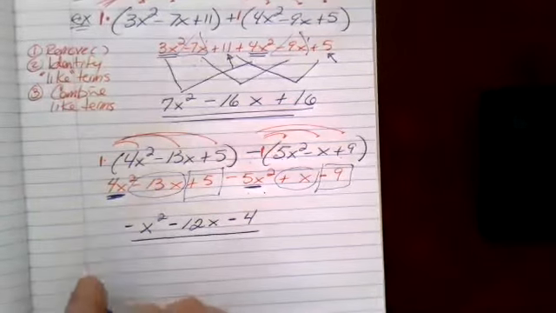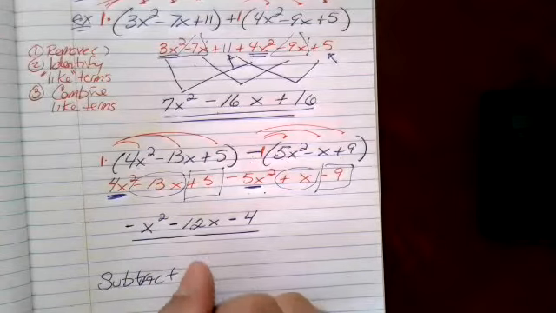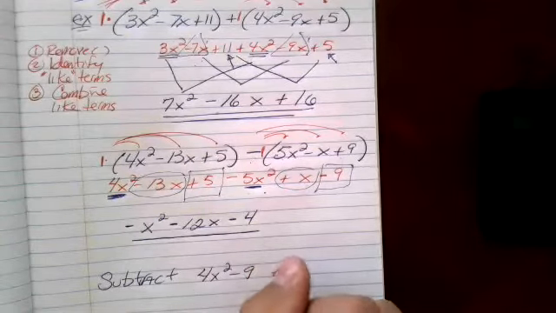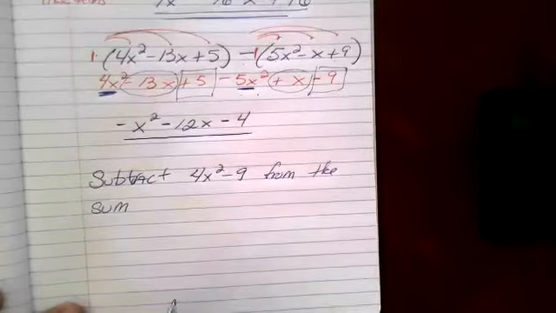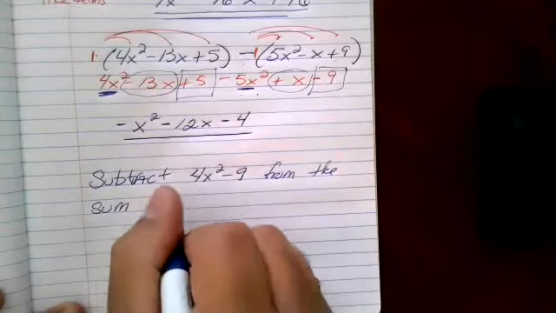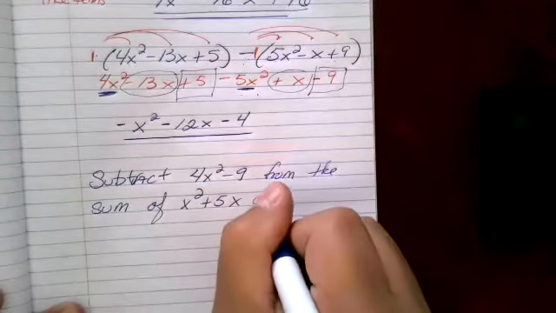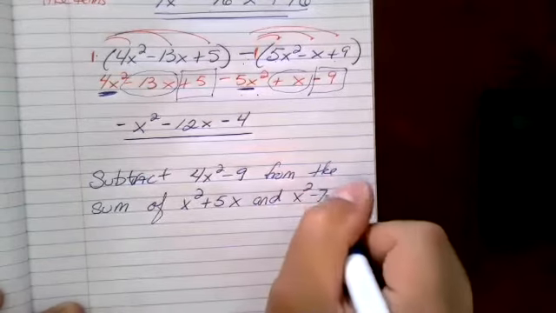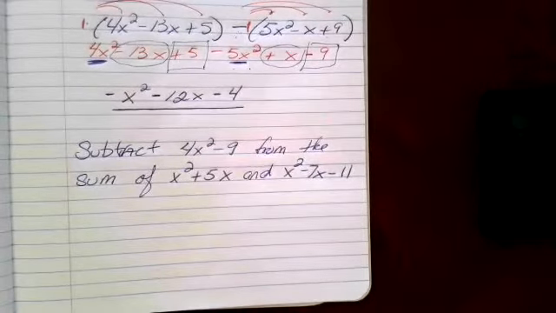Let's try another one. What if they said subtract 4x squared minus 9 from the sum of x squared plus 5x and x squared minus 7x minus 11. And here you have two operations. You have addition and subtraction. So why don't you take a second and try that one.